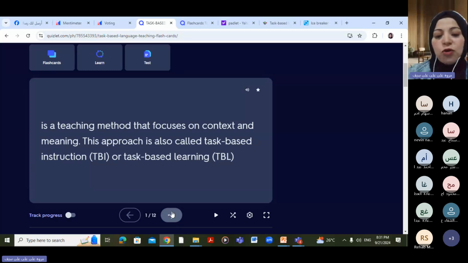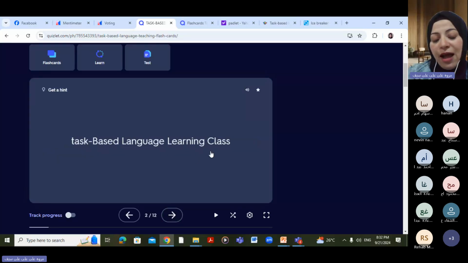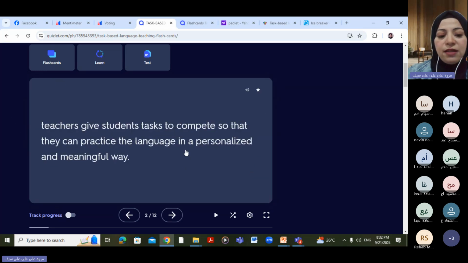It goes on to describe the class. What is a TBL class in the first place? In this class, the teachers give students tasks to complete so that they can practice the language in a personalized and meaningful way. When you give them the task, you give them a reason or a purpose to learn. So it's a purposeful task that has a meaning and a situation where they are involved and they want to share so that they learn. This is the idea. Okay?